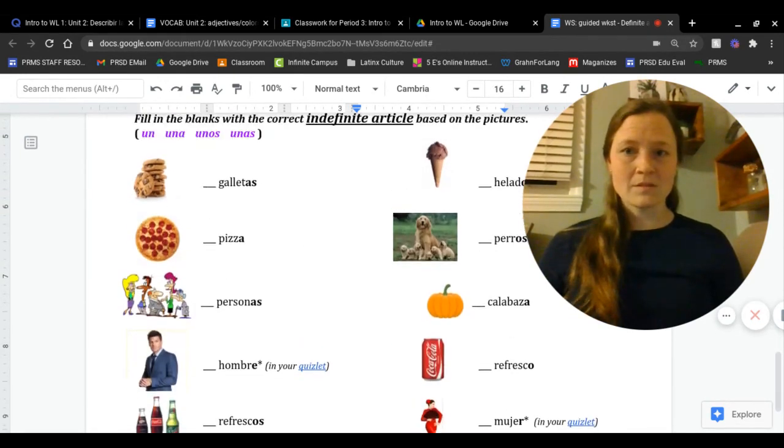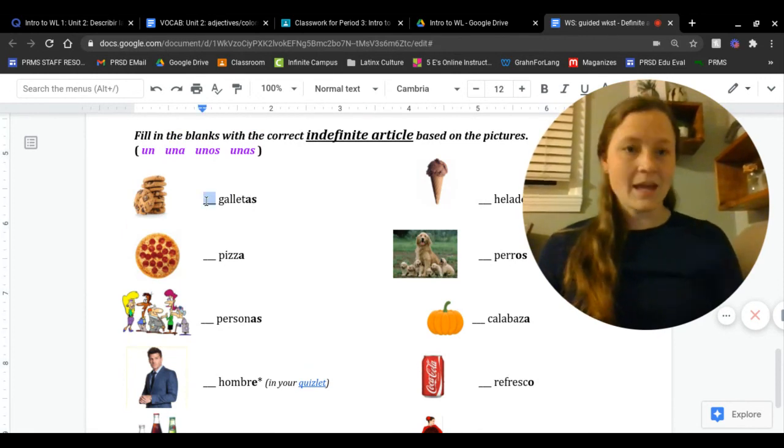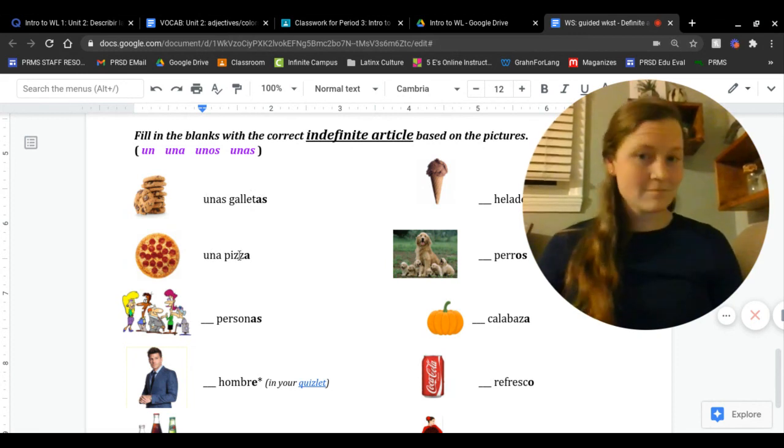So we'll do the first couple together. And again, it's a pattern. So you've got to look at the last two letters. So galletas ends in AS. So if I want to say some cookies, we'll look up here for which one of these I'm going to use. Ends in AS. Which one ends in AS? Unas. Another example, pizza. Pizza is pizza in Spanish. Pizza ends in A. Which one of those up top ends in an A? Una. So now I have some cookies or a pizza.